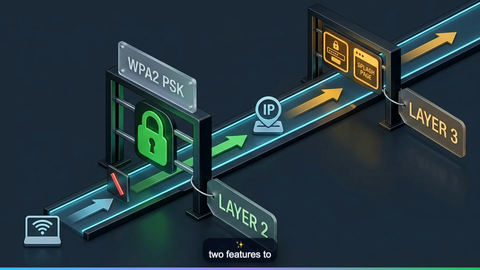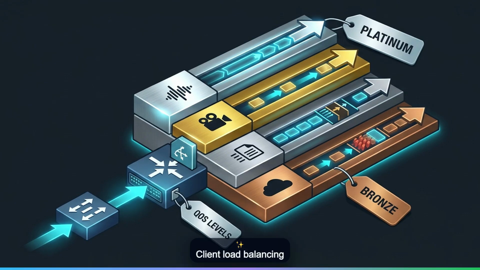Advanced tab has 2 features to know. Client load balancing steers a new client away from a crowded AP toward a less busy one. Client band select delays responses on 2.4 GHz, so dual band clients prefer 5 GHz. FlexConnect can also be enabled per WLAN here. Local switching lets the AP forward traffic without tunneling to the WLC, and local auth lets it authenticate independently.